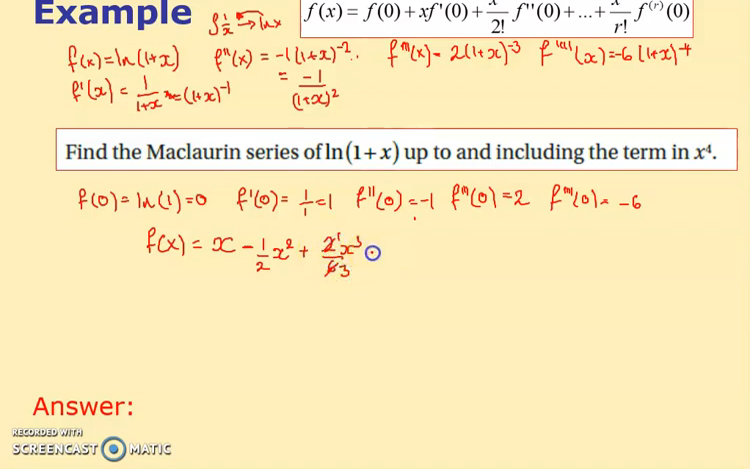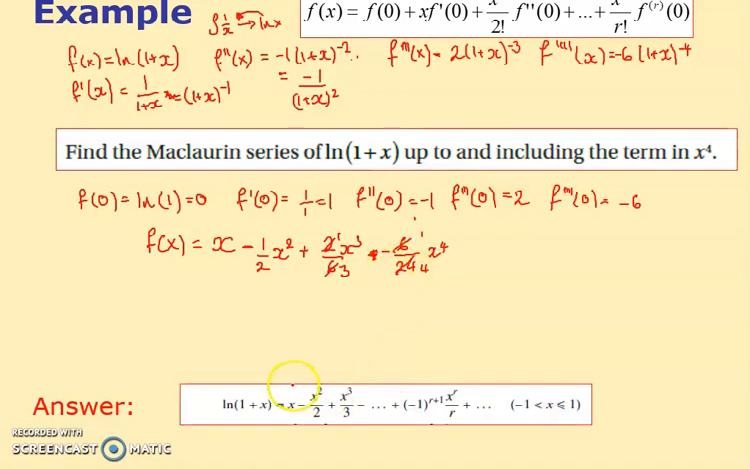Is that up to x to the 4? That's right. So plus, well, it says minus 6 over 4 factorial is 24, x to the 4, and of course this is better written as a quarter. So the answer is x minus a half x squared plus x cubed over 3. And me, I've been very lazy, I've just put out the proper formula. But you can see the next one is x to the 4 over 4.